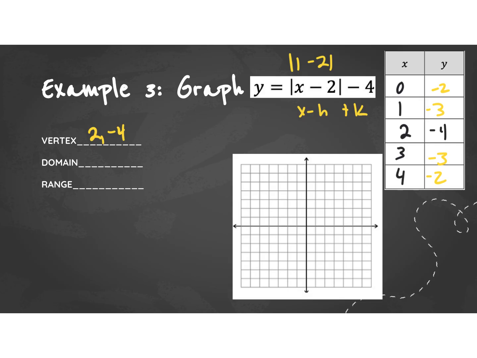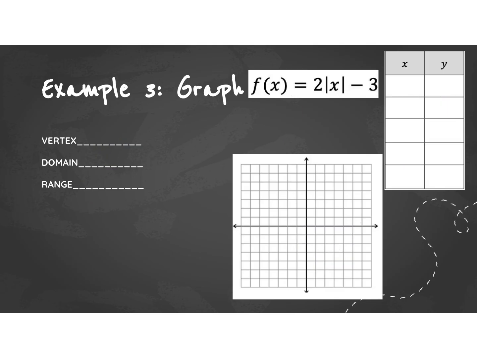So when I graph it, it's going to go 2, negative 4. And it's going to look like that. When there's nothing in front of the absolute value, when there's no 2 or anything, it's going to be a perfect V every time. So again, my domain, I can put anything I want in for x. My range is going to be y greater than or equal to negative 4. If you notice, it's always this number that goes with the vertex. It's the y value of the vertex.